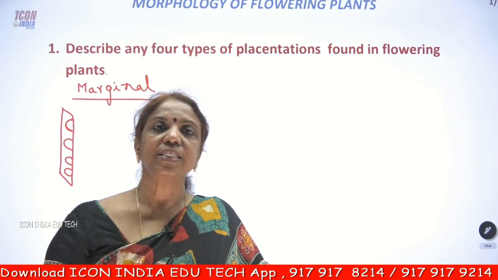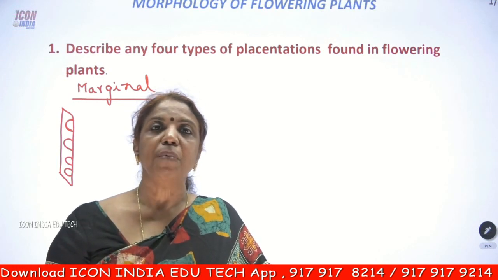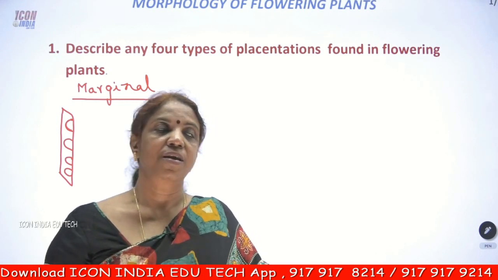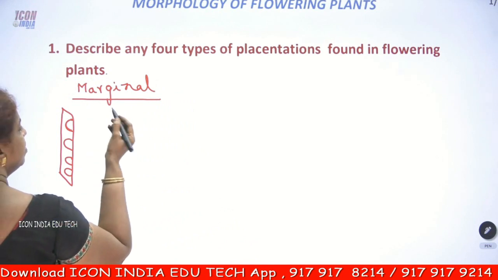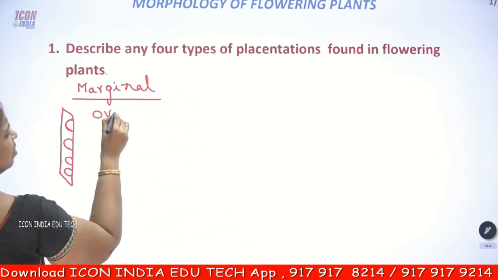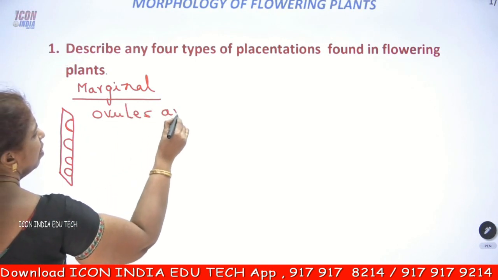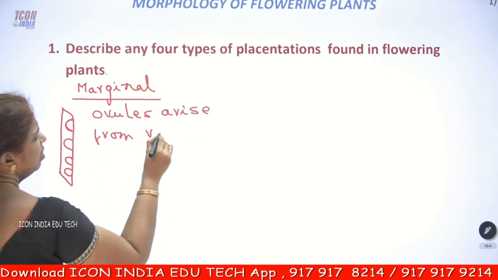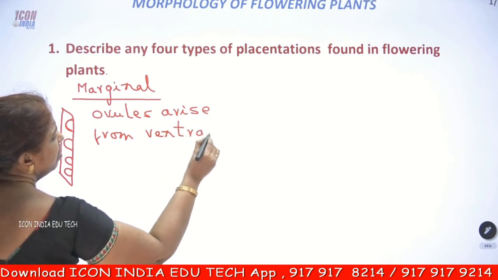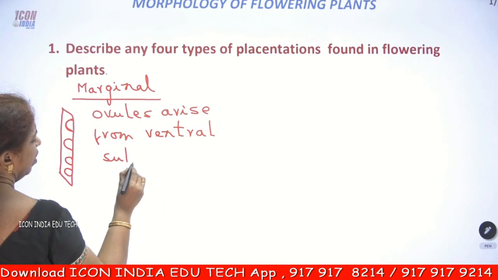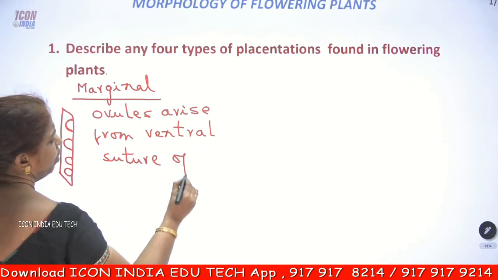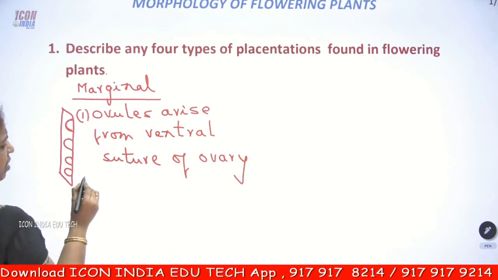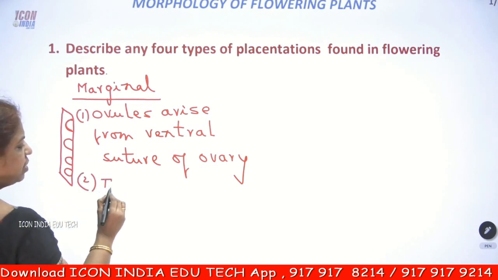At least the exact point in the SAQ answer for marginal placentation is that the ovules arise from the ventral suture of the ovary. You can write the first point: ovules arise from the ventral suture of the ovary, and mark it in the diagram. This is the first point we mentioned.